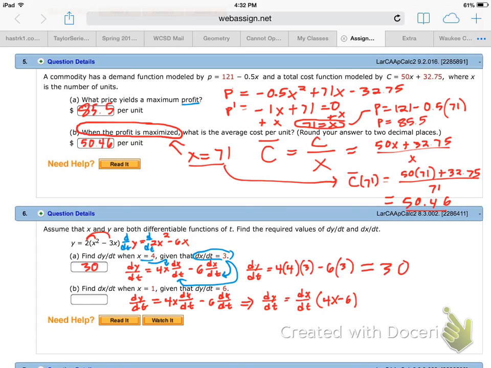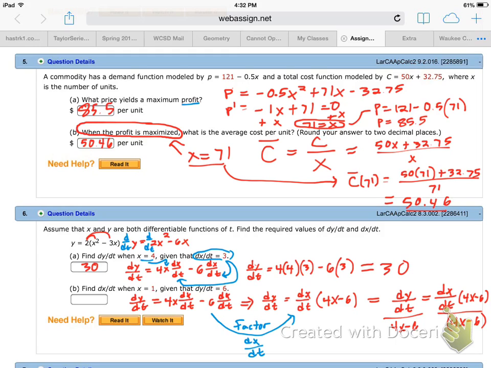The way that happens, you may not know this since we haven't done it in a while, is you factor out the dx dt. They have it in common in that derivative. So watch how this happens. I'm going to factor out dx dt, and it leaves behind 4x minus 6. So now we have dy dt equals dx dt times 4x minus 6. Now I want dx dt by itself, so I need to divide both sides by that 4x minus 6. So here's the division by 4x minus 6.